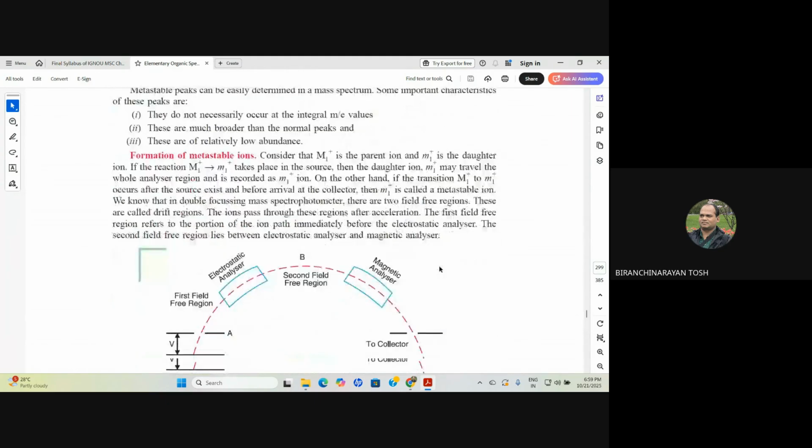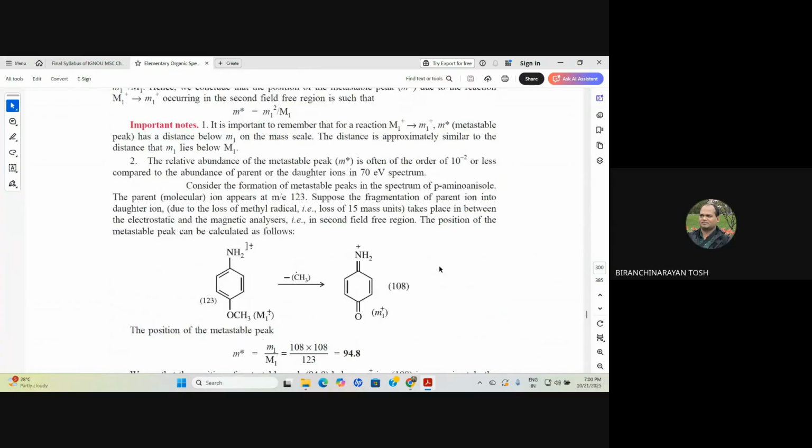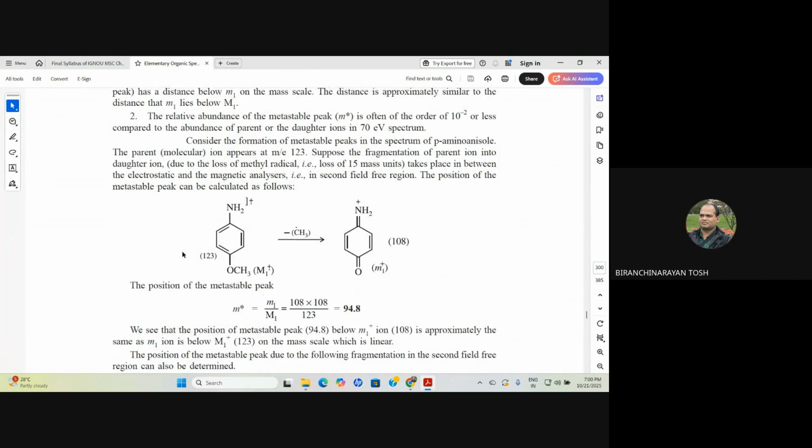So for example, if you see the position of the metastable peak, see here at 94.8 in the case of this one.